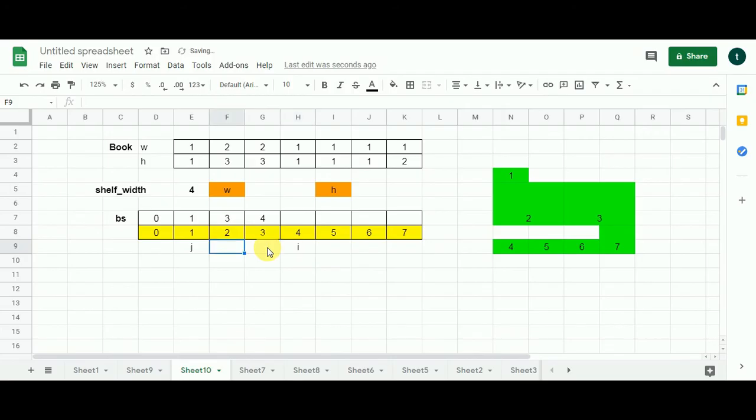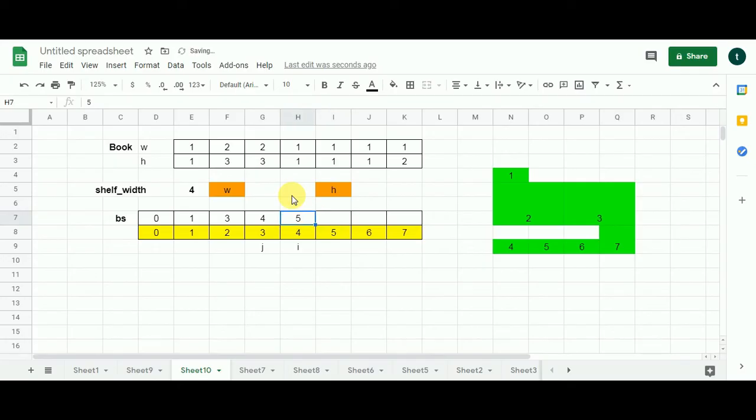So book number 4 gets checked now. I'm going to place J over here. So I'm just trying to work on scenario number 1, which is placing book number 4 in the next shelf. So here the height is 1. I'm simply going to add it to this 4. I get the height as 5, the height of the previous arrangement.